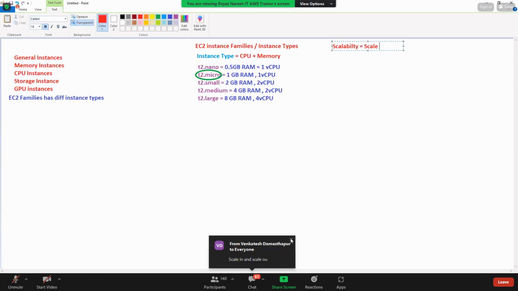Scalability, Nana? Scale out in up or down? Up, down. Okay. Scale up and then scale down.